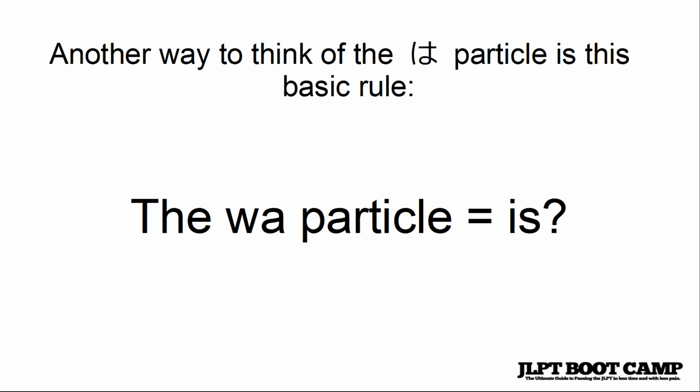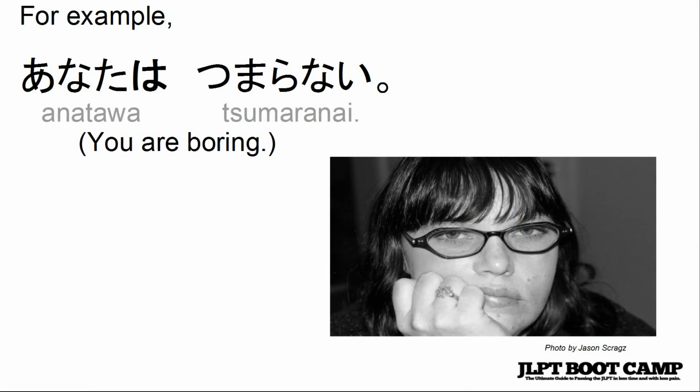Another way to think of the wa particle is this basic rule. The wa particle equals is, kind of. For example, anata wa tsumaranai. So you are boring. This structure works mostly with adjectives. So thing wa adjective. So this thing is some kind of adjective. That is where this structure works, and you can translate it as that.